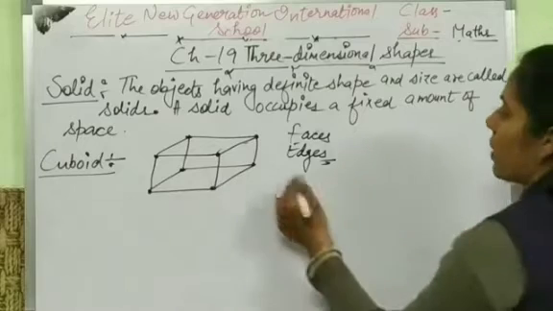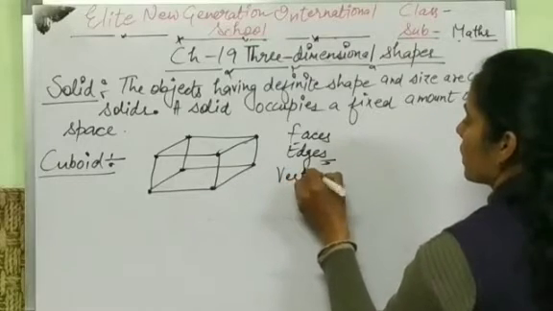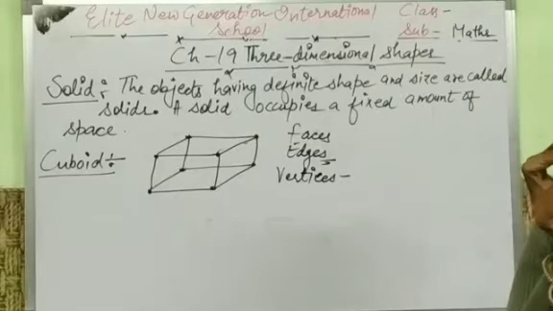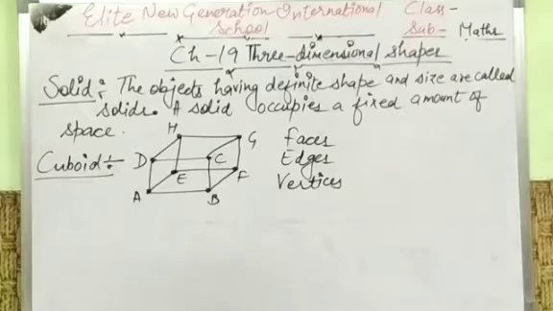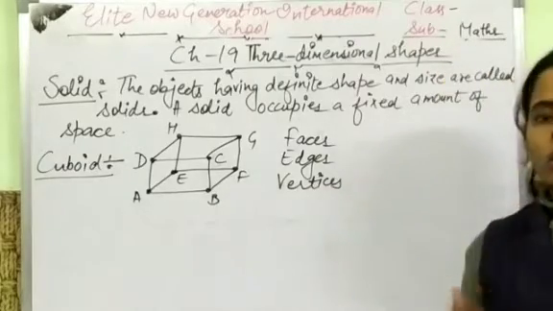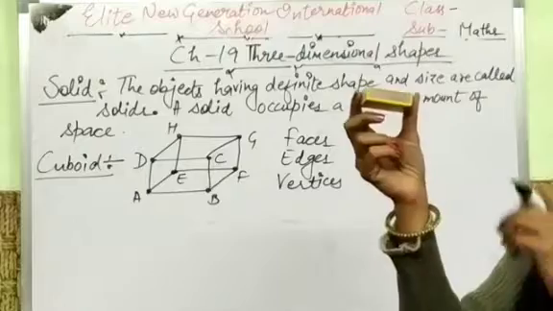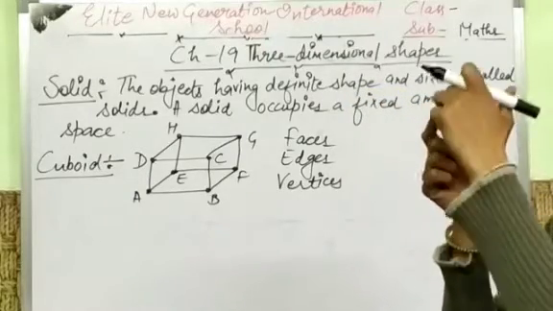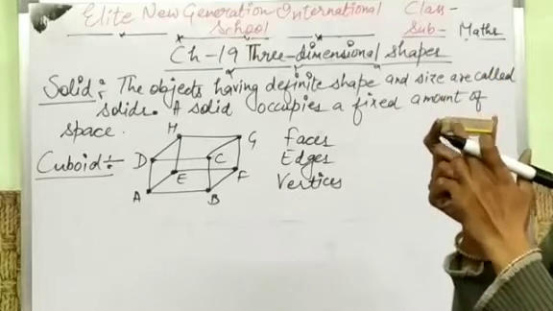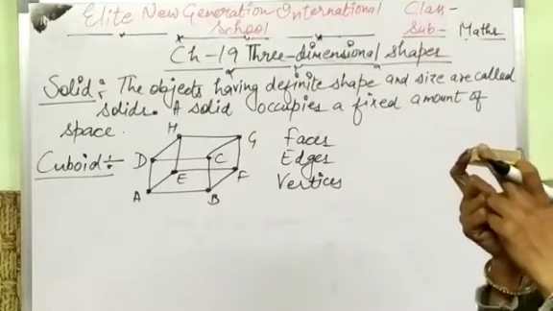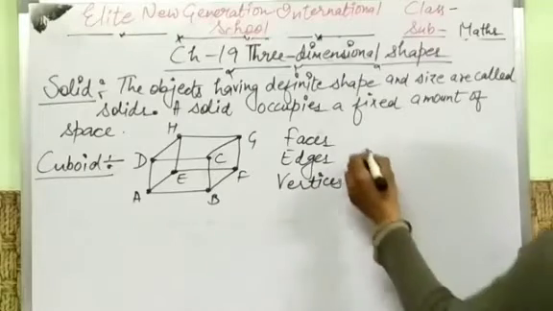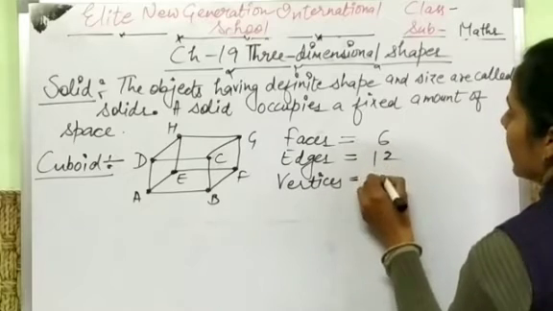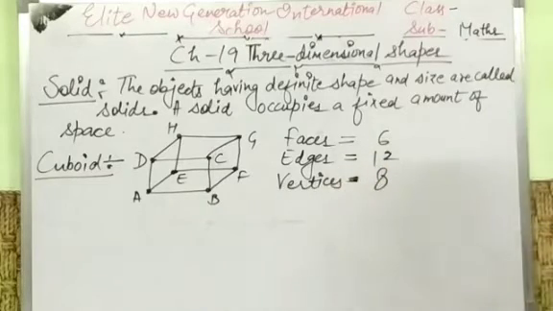Now, what do you understand about vertices? You all know the corners are called vertices, or you can also say that when 3 edges, it means this edge and this edge, meet at a point, then this point is called a vertex. So a cuboid has 6 faces, 12 edges and 8 vertices. You have to remember it.